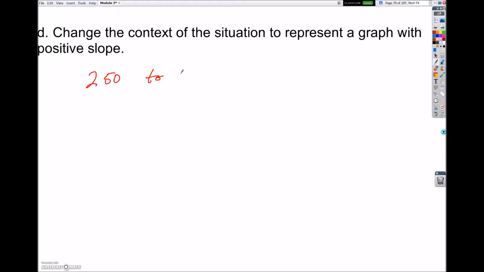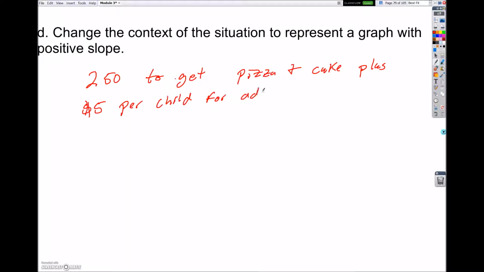$250 to get in, or let's say to get pizza and cake, plus $5 per child for admission. I think I spelled admission wrong. So anyways, that would mean the equation would be y equals 5x plus 250. That's what the equation would look like.